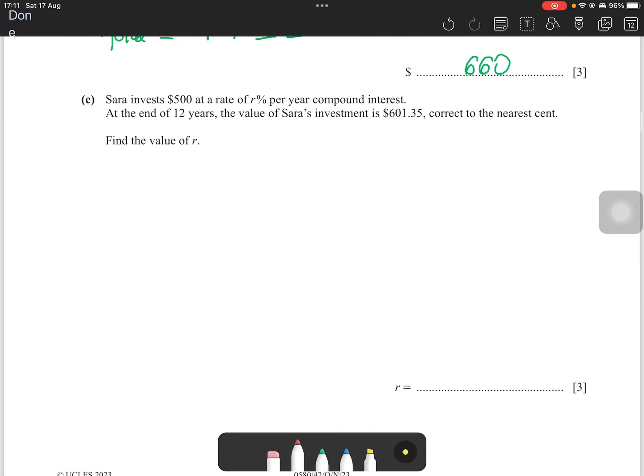C. Sarah invests $500 at a rate of R% per year compound interest. At the end of 12 years, the value of Sarah's investment is $601.35, correct to the nearest cent. Find the value of R. So in this case, $500 is the principal. R% is what we want to find. Compound interest, 12 years is the time. And this one is the total to the nearest cent.